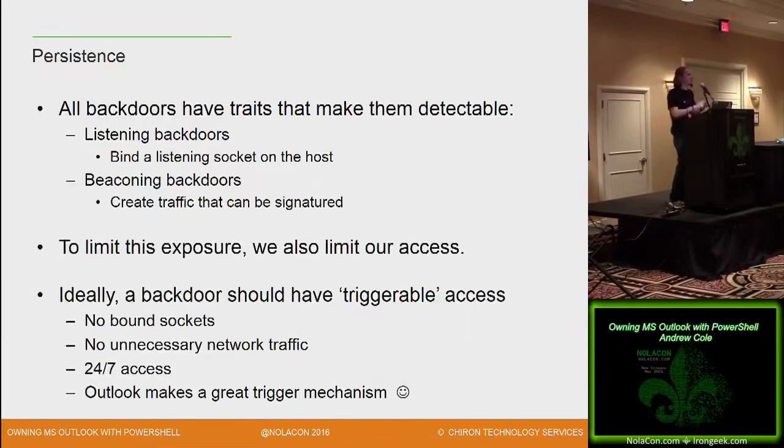The great part about triggerable access, there's no bound port sitting there for anyone to find. There's no socket, there's no unnecessary traffic flying across the network when we don't want a connection, and we've got 24/7 access to the box. Outlook is a natural trigger. I mean, think about what it's designed to do. It's designed to take traffic from anywhere on the internet and redirect it directly to your user. That's sort of what our trigger packet is. So why can't we just use Outlook as our triggering mechanism?